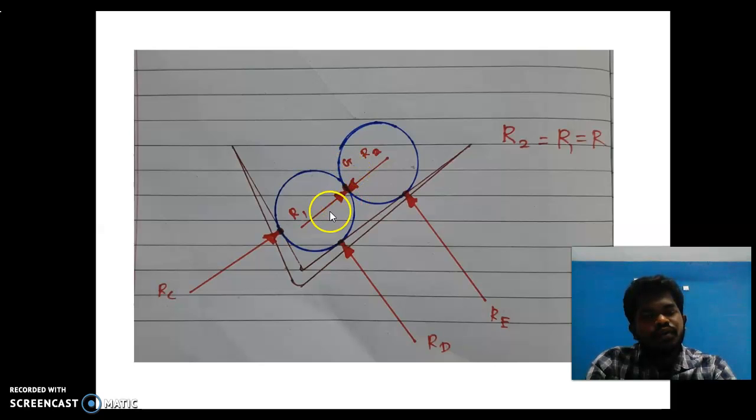At point G there are two reaction forces. R2 is the reaction force applied by pipe B on pipe A. R1 is the reaction force applied by pipe A on pipe B. These are mutual reaction forces, of the same magnitude and opposite direction. So R2 equals R1 equals R, the same magnitude and opposite direction, mutual action and reaction forces.